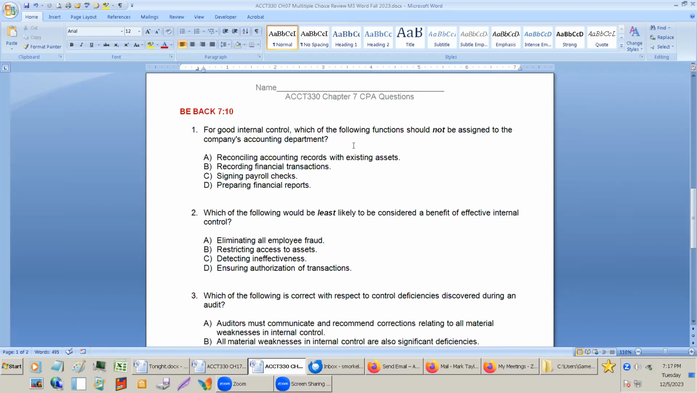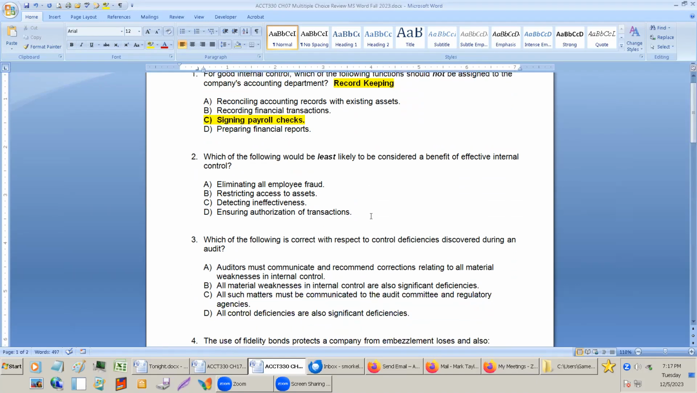Which defined function should not be assigned to the accounting department? Okay, we're record keeping. So accounting is record keeping. And C is correct. We do not handle payable checks; checks are cash. That's money, and we should not be handling it. Very good.